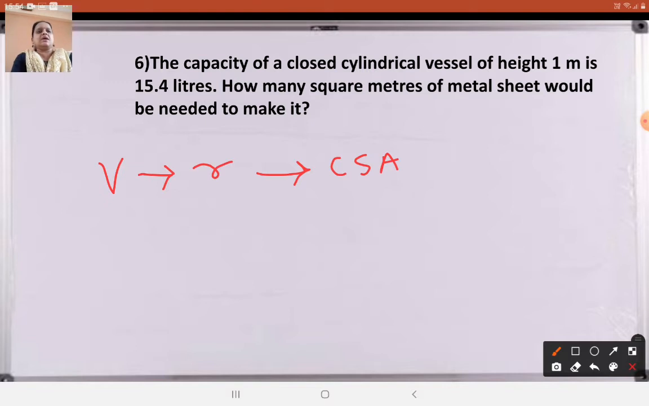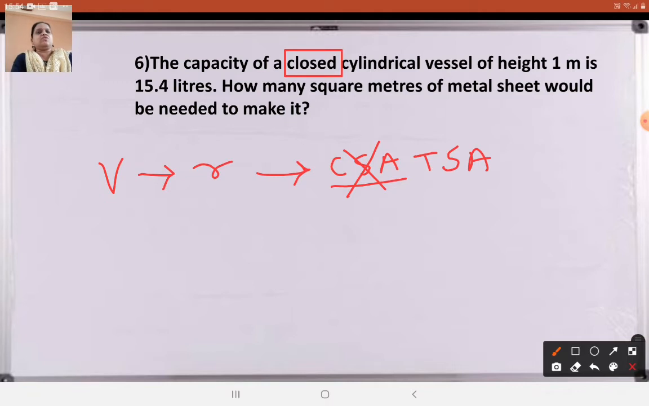Now here again I am taking it as a curved surface area, but read the question again. What is given over here? Yes, it is given as a closed cylindrical vessel. So you can't use curved surface area over here. This is wrong. So what will you find over here? Total surface area. Therefore, always read the question twice, thrice and understand the sum.